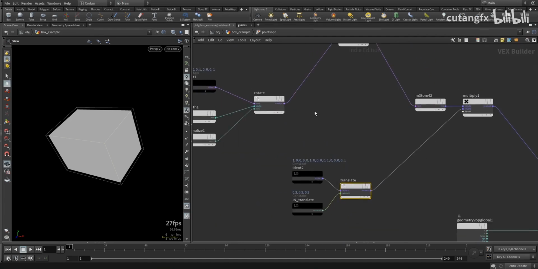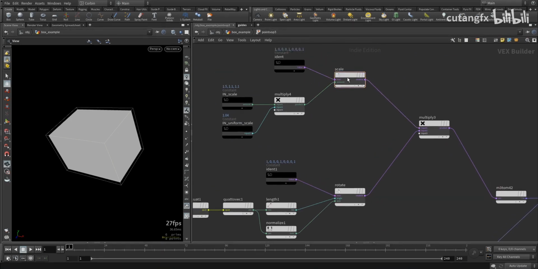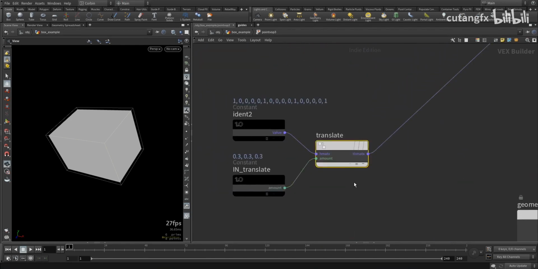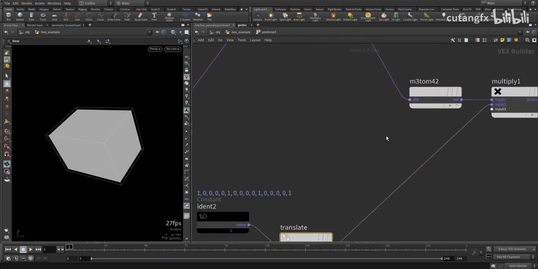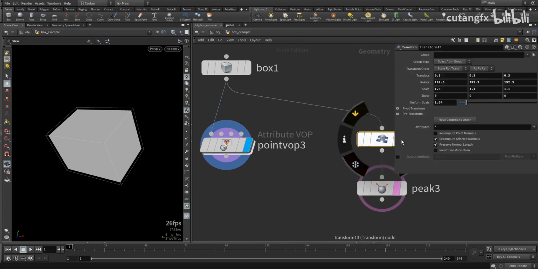So you'll see there's a translate, a rotate, and a scale node, which all work with matrices, but the scale and rotate work with 3x3 matrices. The translate works with 4x4. And that's all we do. But now we need to combine these. And here is a hint at how we need to combine them.